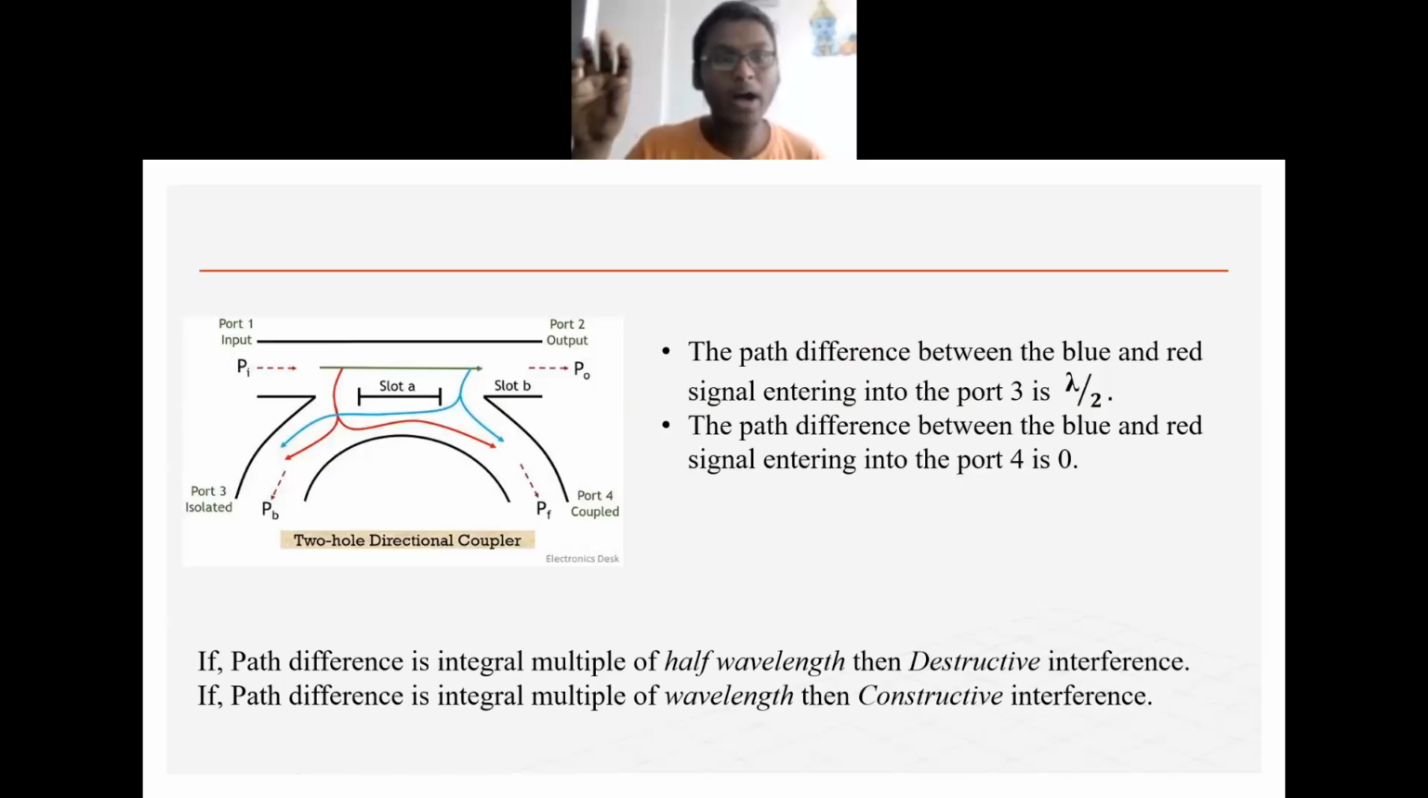In port 4, the path difference is 0, which is an integral multiple of lambda, so constructive interference happens. So from this port we can split or divide some part of the input signal which is inserted from port 1.